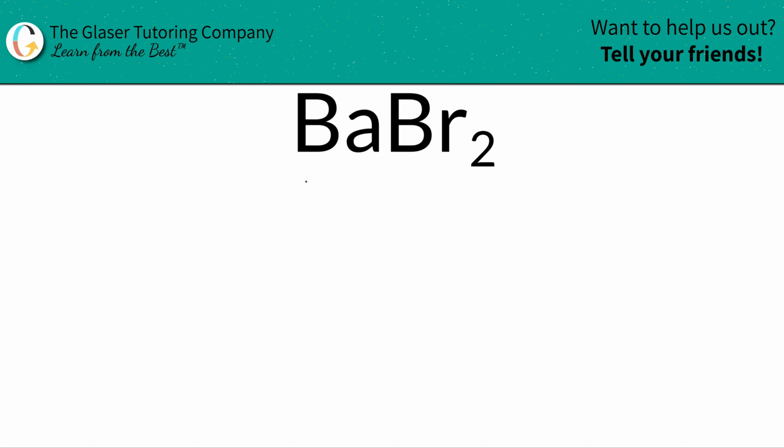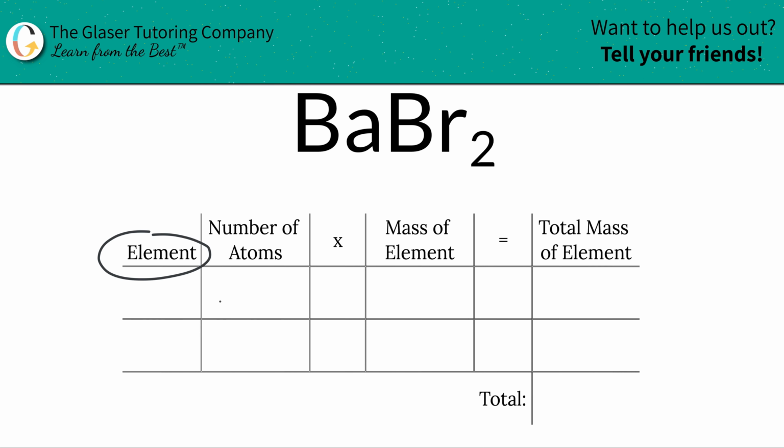Today, let's find out how to find the molecular mass of barium bromide. Let's use this table. Take a look. So the first thing is I'm going to write down the elements I see in the compound. So I have barium, Ba, and I have bromine, Br.